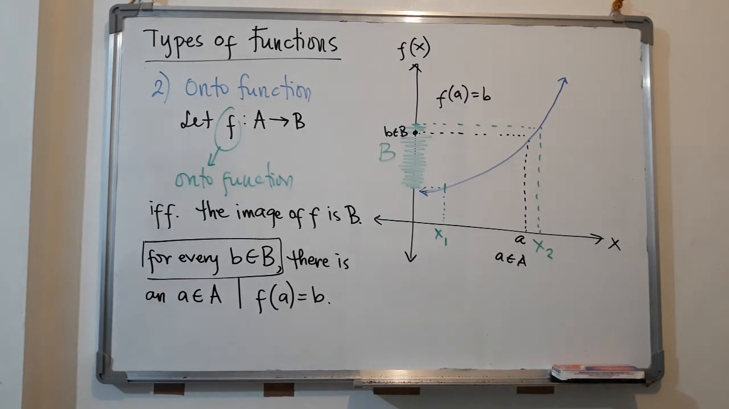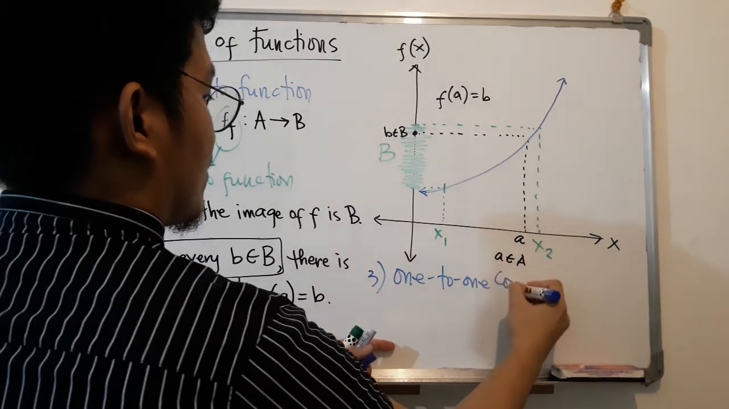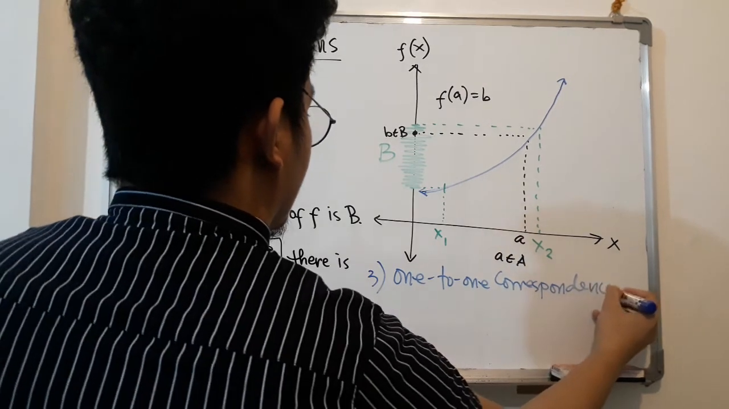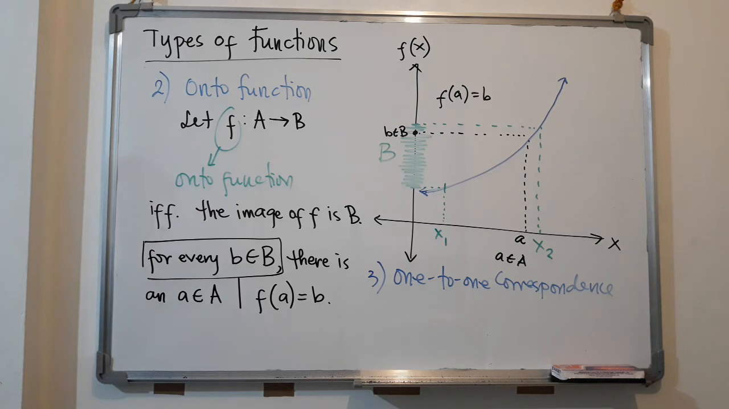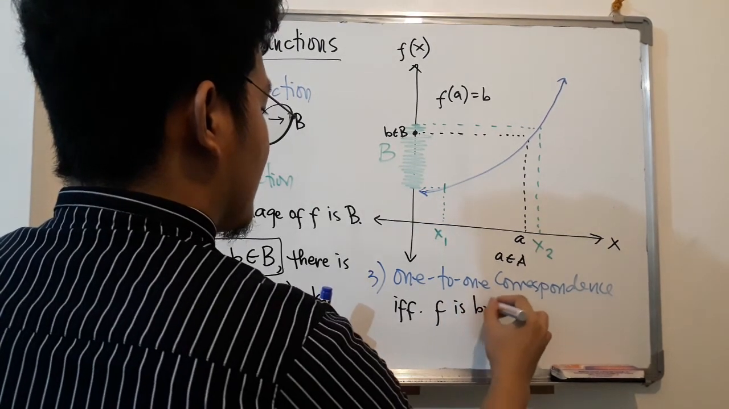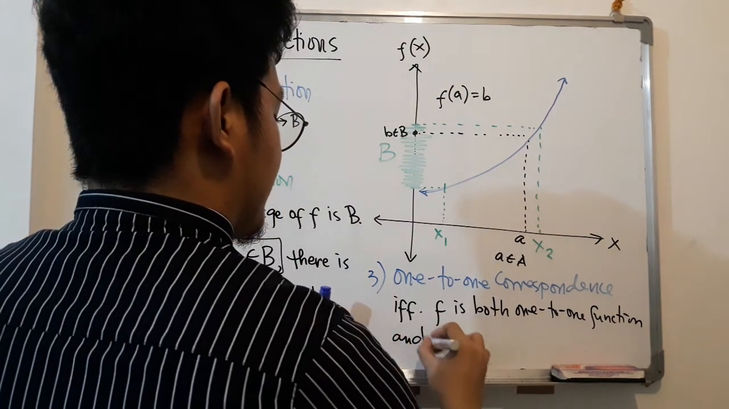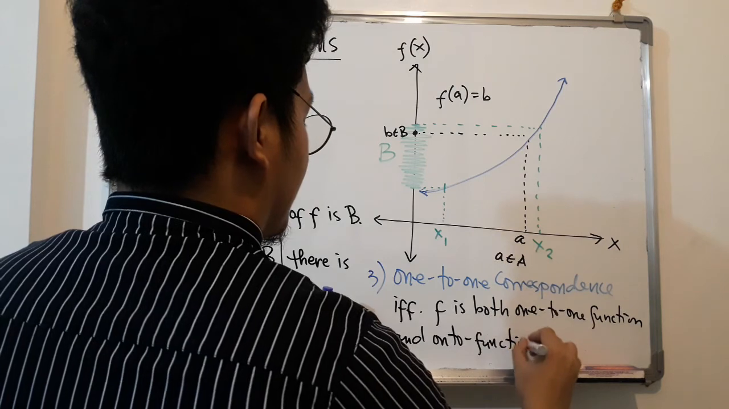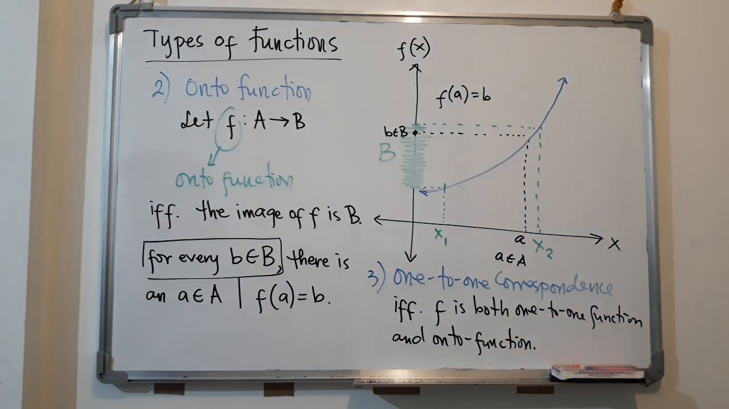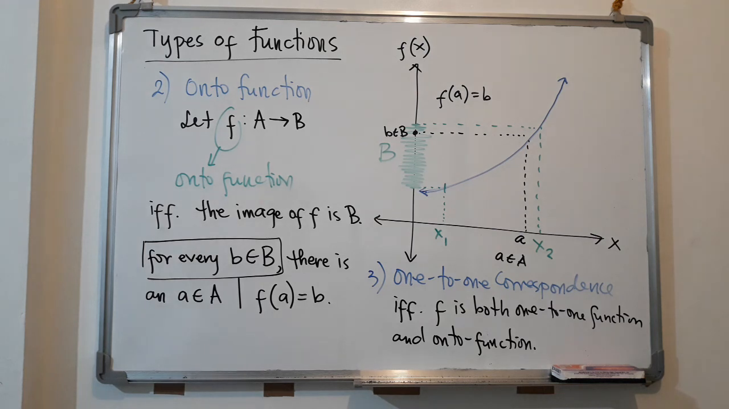And the third classification of function is known as one-to-one correspondence. So a function f is said to be a one-to-one correspondence if and only if f is both a one-to-one function and an onto function. So for f to be classified as a one-to-one correspondence, it has to satisfy the definition of a one-to-one function and the definition of an onto function. So those are the three classifications, or three types of functions.